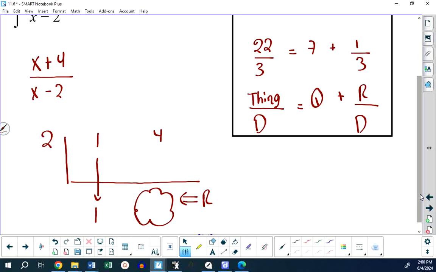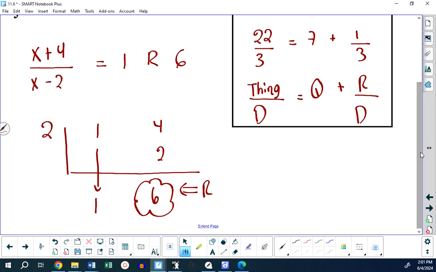So I multiply that 2 by the 1 and I get 2, and I add these and I get 6. So what does that mean? It means that this gives us a quotient of 1 with a remainder of 6. That's what that means divisionally speaking. When I divide x plus 4 by x minus 2, I get a quotient of 1 and a remainder of 6. But according to the division algorithm, what that means is that x plus 4 over x minus 2 is equal to 1 plus 6 over x minus 2.